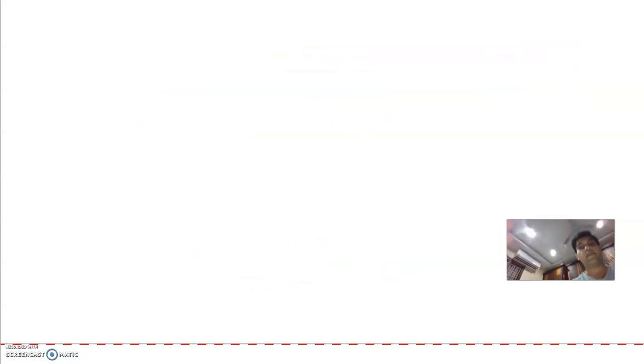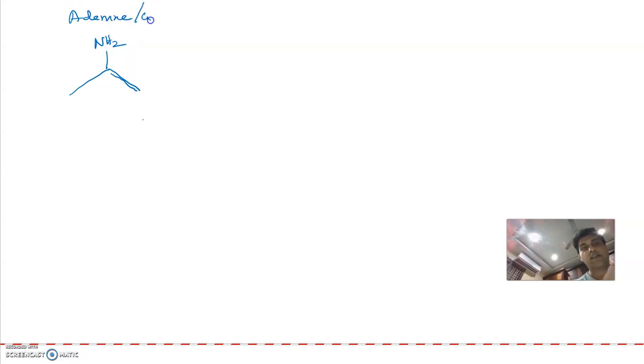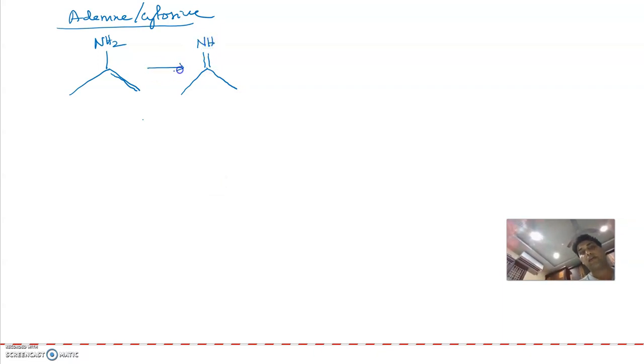Now we have seen that adenine has an amino group on the top. Adenine as well as cytosine both have an amino group on the top. This amino group can exist in an imino form also.